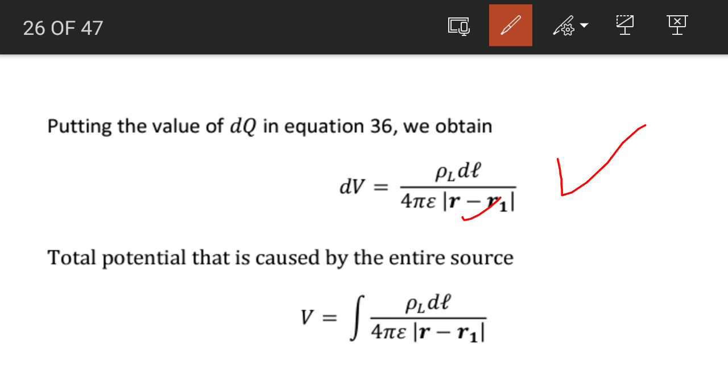In order to calculate the absolute potential at point P, which is caused by the line charge, we integrate this particular equation, and the integration of this equation results in the absolute potential at point P. So the absolute potential at point P will be equal to the integration of rho l dl by 4 pi epsilon into the magnitude of r minus r1.